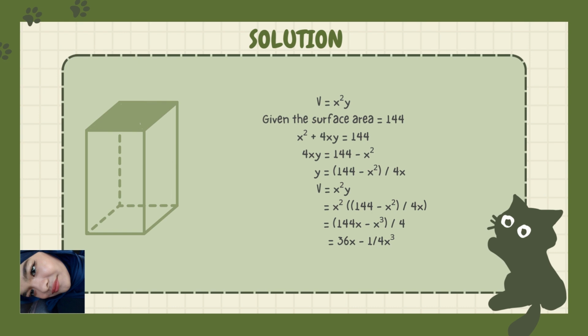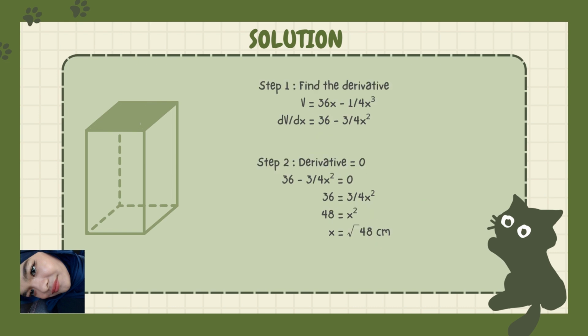Let's move to step 1. For step 1, we have to find the first derivative. To maximize the volume, differentiate v equal to 36x minus 1 over 4x cubed with respect to x. It will be dv over dx equal to 36 minus 3 over 4x squared.